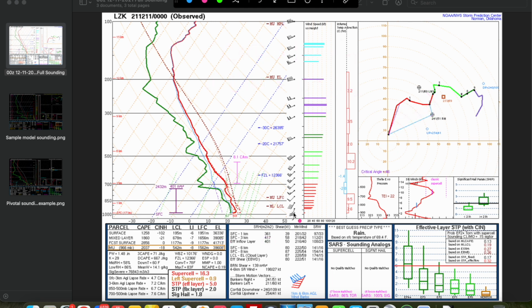Then we move on to our deep layer parameters. These are going to be our deep layer parameters here. You can see the first layer that is listed here is the 0 to 6 kilometer layer. Then below that we have the 0 to 8 kilometer layer. These are going to be your sort of deep layer shear parameters, because we're looking through a much deeper layer of the atmosphere, of the potential storm that may go up in this atmosphere.